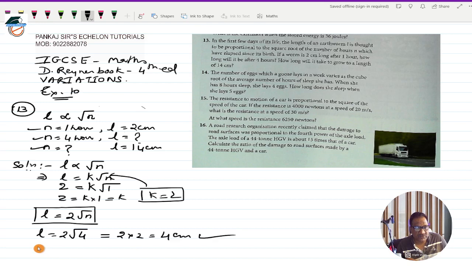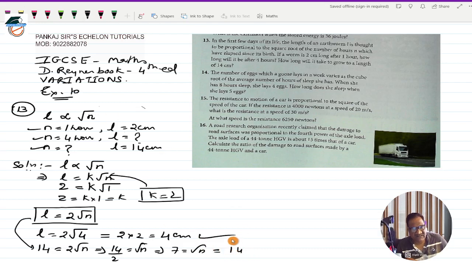Second is, what should be n when L is 14 centimeter? So in this formula I'll take L as 14. So 14 equal to 2 times square root of n. This implies that 14 upon 2 is equal to square root of n, which implies that 7 is equal to square root of n. Now squaring both the sides, you will get 7 square is 49.